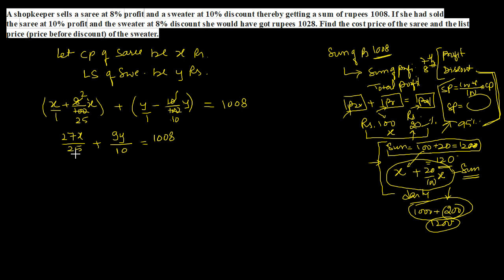To get rid of the fractions, we take the LCM, which will be 50, so I can multiply the whole equation by 50. 25 ones are 25, 25 twos are 50, 2 into 27 is 54x. 50 into 10, 10 fives are 50, 5 into 9 is 45y, equals 1008 multiplied by 50, which is 50400. Let's keep this as my first equation.